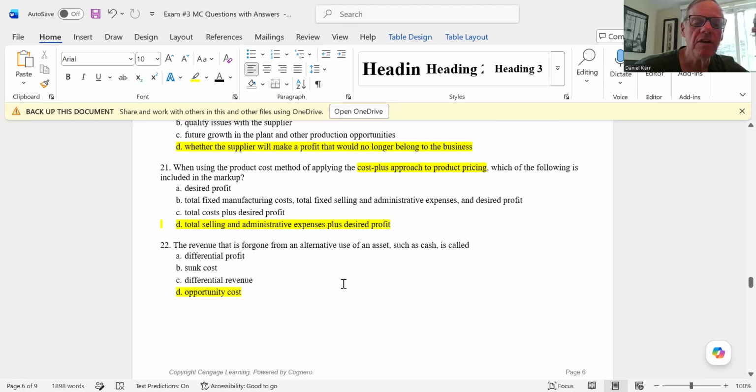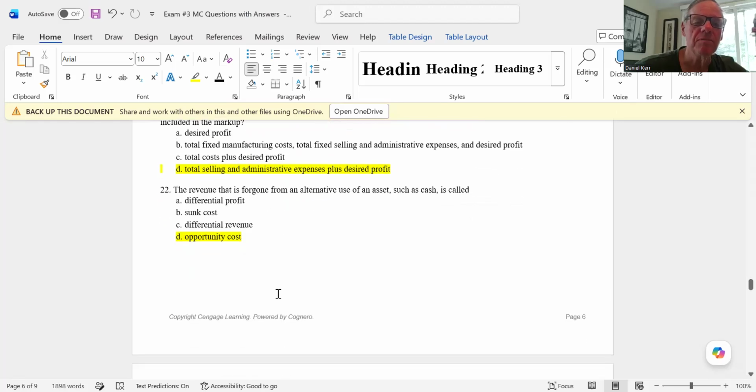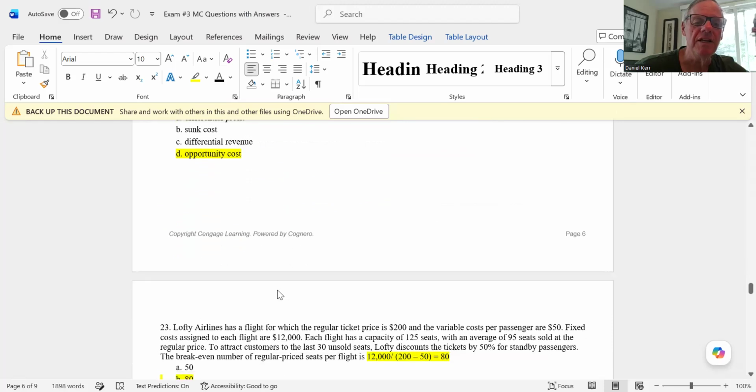Number 22, the revenue that is foregone from an alternative use of an asset is called an opportunity cost. That's the revenue you give up. Anytime you make an investment, you could have just put that money in the bank and multiplied the amount you're investing times whatever interest rate you could have gotten on it. That would be the opportunity cost, which is the income, the revenue you forgo for tying up an asset. It's called the opportunity cost. The answer there is D.